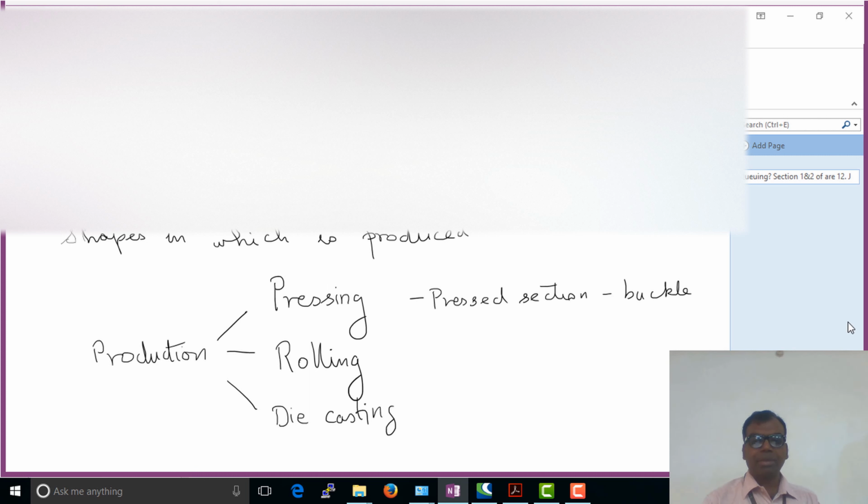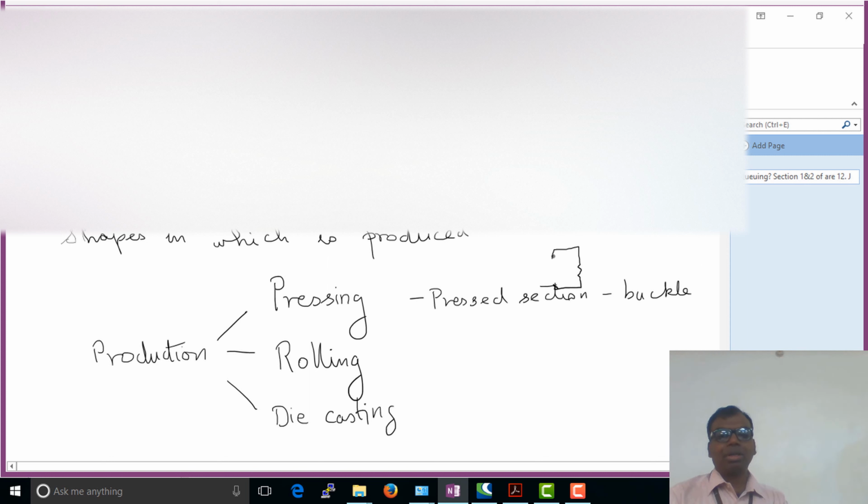So usually they'll keep something called lips in the section, and they'll also press some sort of shapes to make it more stable. When you're studying cold form steel sections, you will probably come across all of this: lipped section, channel section, hat section, and so on. Then the rolling process can be hot rolled or cold rolled, which again comes to the pressing only.